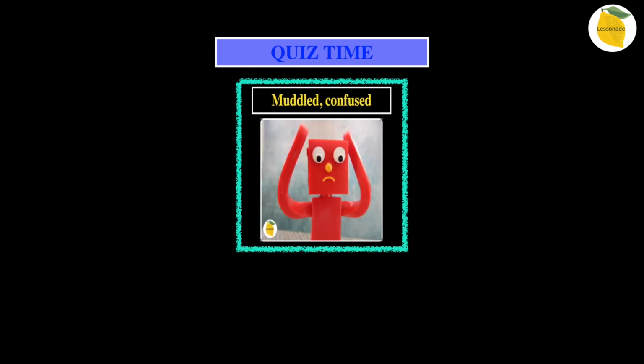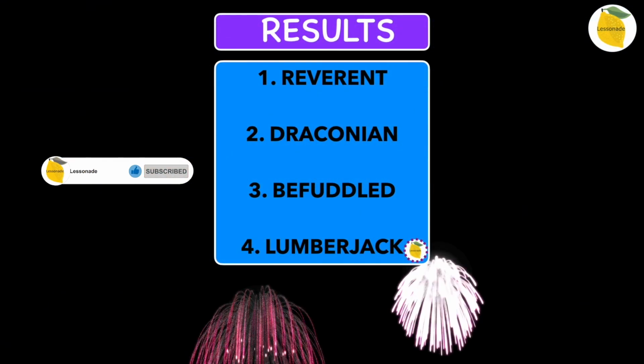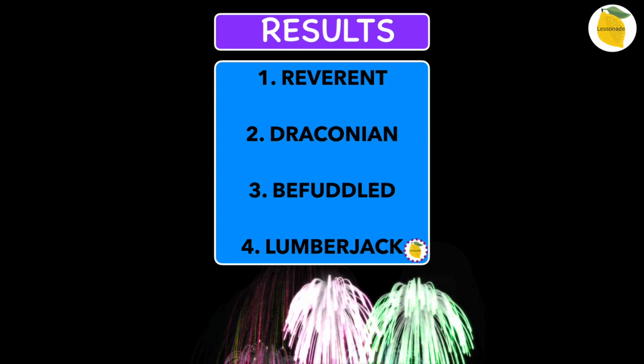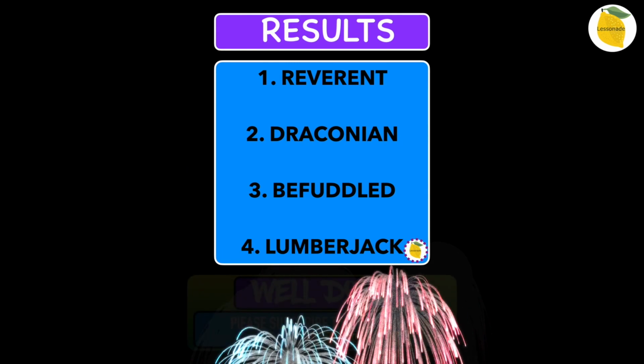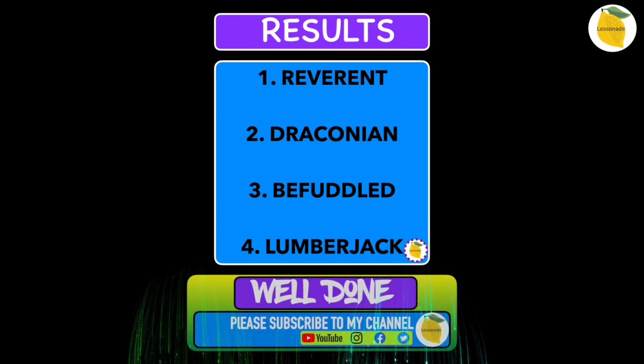The next one is muddled or confused, and in this picture, we can see someone who's muddled or confused. And the final one is person who fells trees, cuts them into logs, transports them to sawmill, starts with L. And in this picture, we can see people cutting down trees. Now it's time for the results, and let's see how well we did. And here are the results. The first one is reverent, the second is draconian, the third is befuddled, the fourth is lumberjack. So well done for attending the quiz, and I hope you got all right.